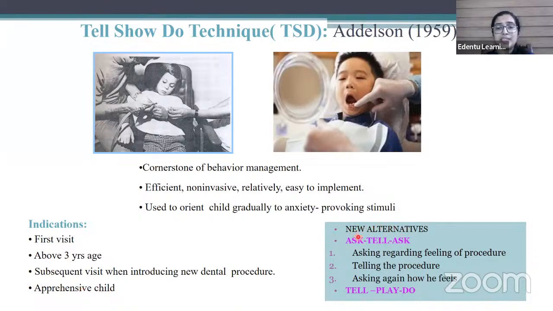Now talking about the new alternatives, as I told, whenever you're writing, write in such a way that the most important core has been written. After that, always, as an adjunct or as something new, you have to also give the newer technologies or the newer alternatives for the same. So other than this tell, show, do, recently what we follow is the ask, tell, ask, wherein we are asking regarding the feeling of the procedure, telling the procedure and asking again how it feels. Other than the tell, show, do, we also have a newer alternative, that is the tell, play, do. So just write it just like how I have given in this image. Just write down these alternatives as well.